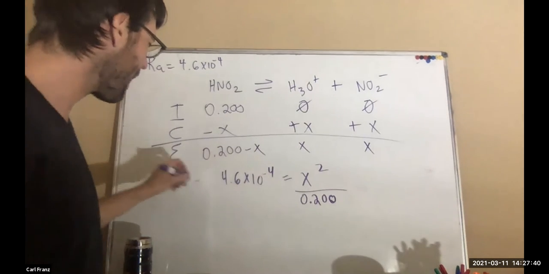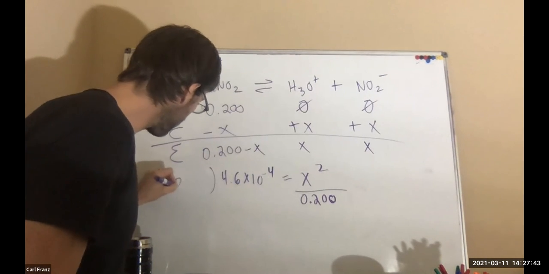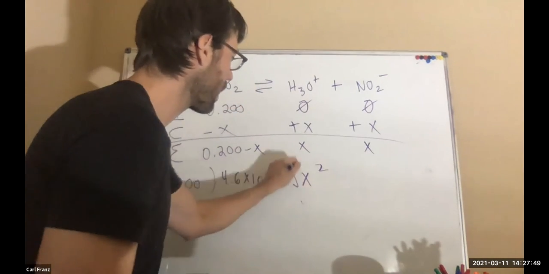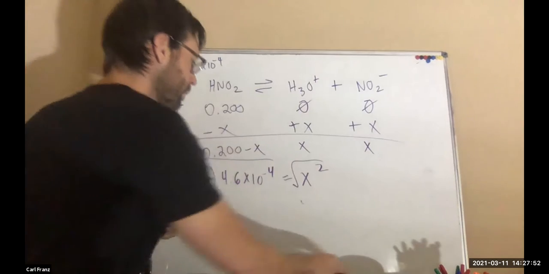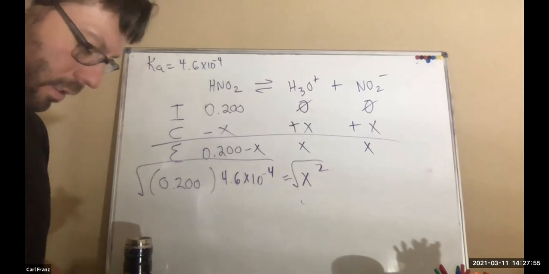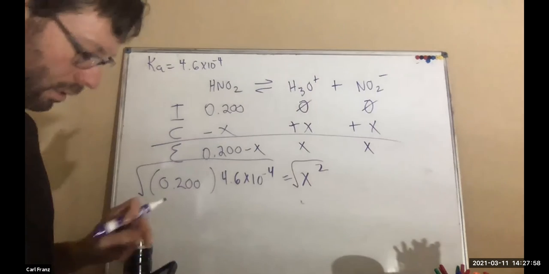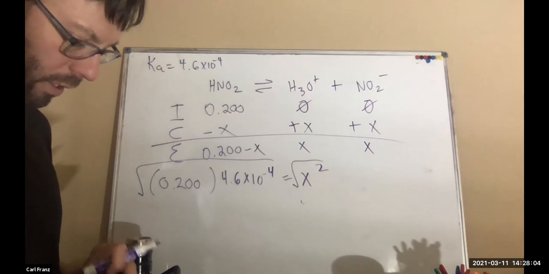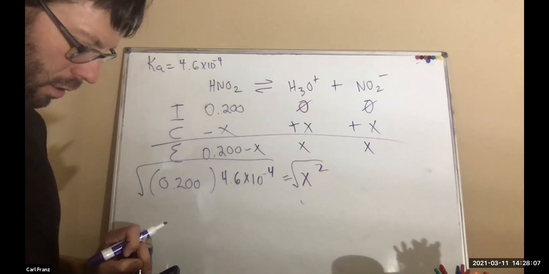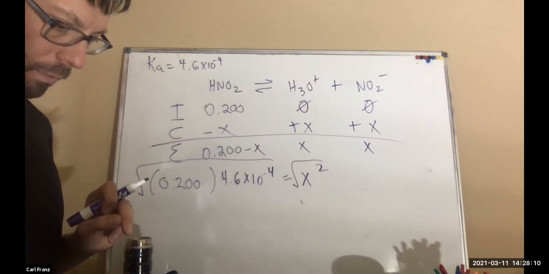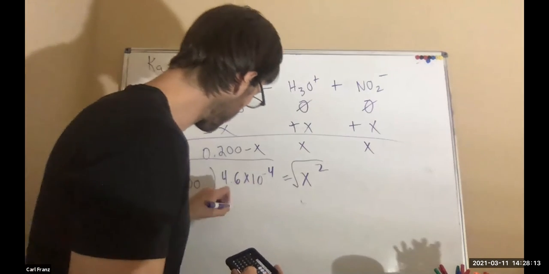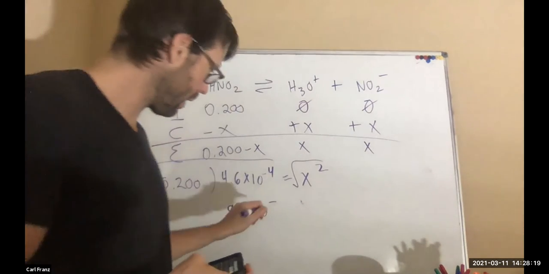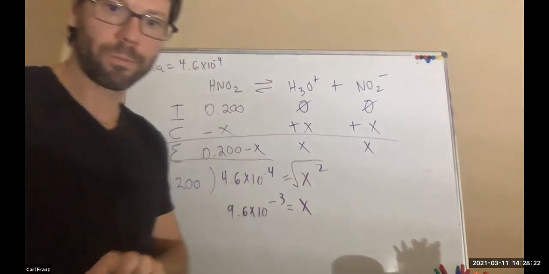Okay, multiply both sides by 0.200. Take the square root. And what do we get, guys? Negative 4 times 0.2. Square root of that. I'm getting 9.6 times 10 to the negative 3 equals x.